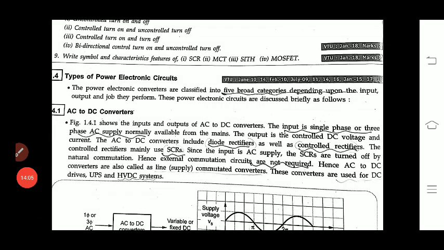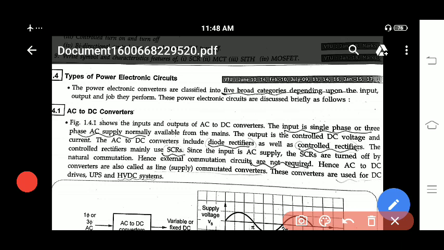Next, we'll go with the types of power electronic circuits. What are the different types we have? We have five broad categories. So what are the five broad categories? They have written that there are a total of five broad categories depending on input, output, and what job it will perform.